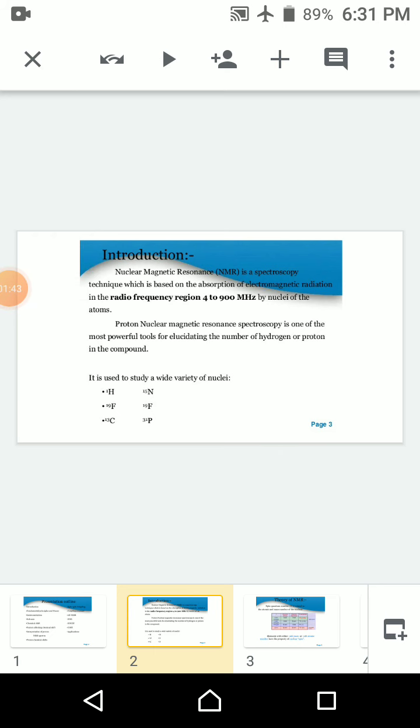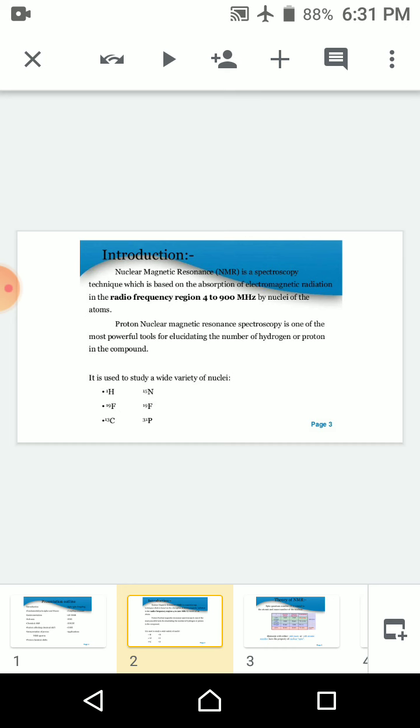So, proton nuclear magnetic resonance spectroscopy is one of the most powerful tools for elucidating the number of hydrogen or proton in the compound. It is used to study a wide variety of nuclei such as proton, 9F19, 6C13, 7N15, and 15P31.